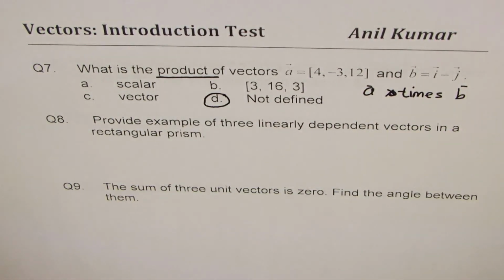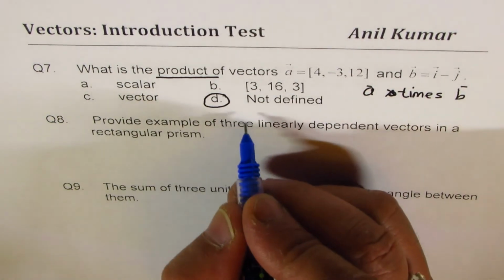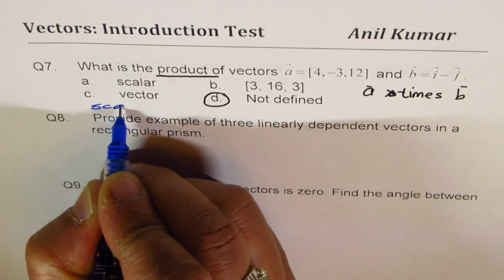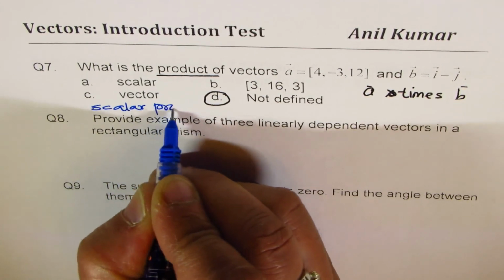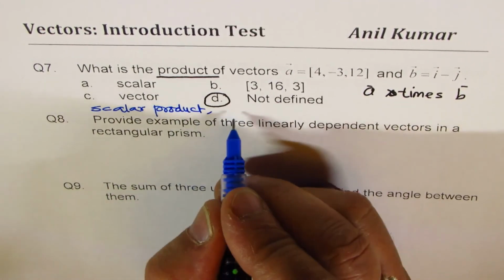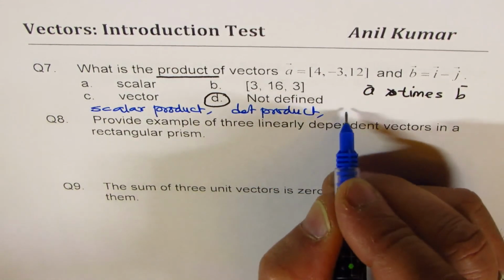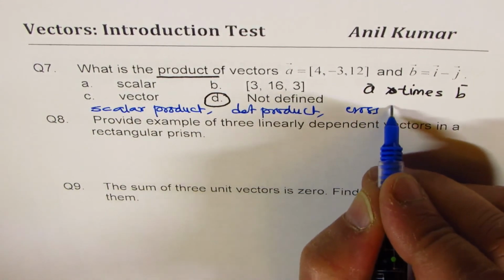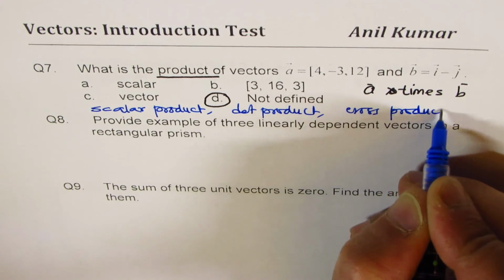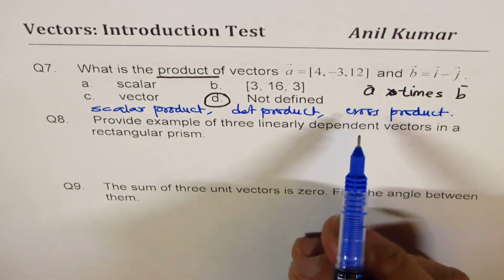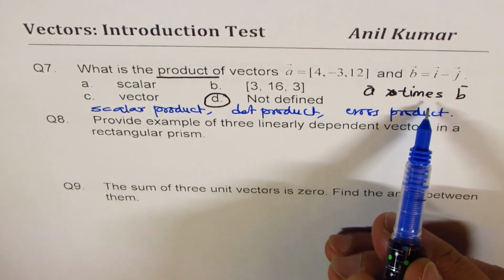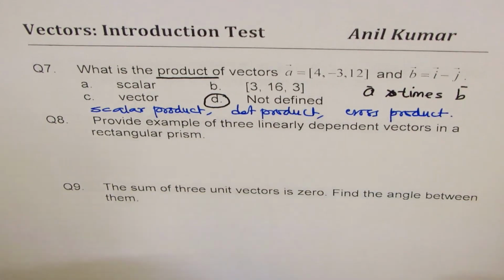What is defined is the scalar product, and you may learn dot product and cross product in coming chapters. But you have been told already that there is no term called product of vectors. So be careful.